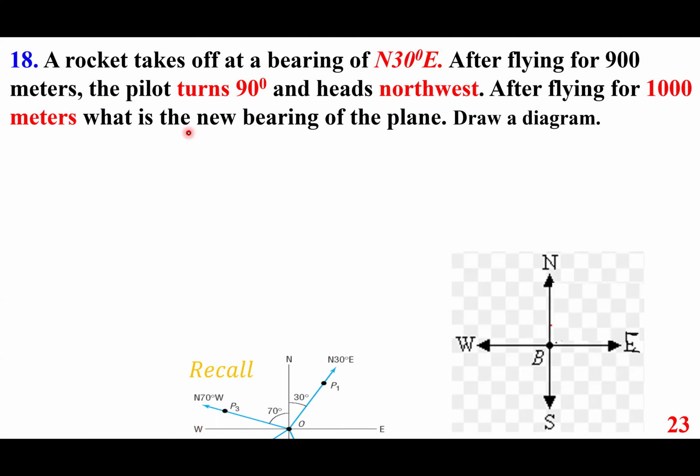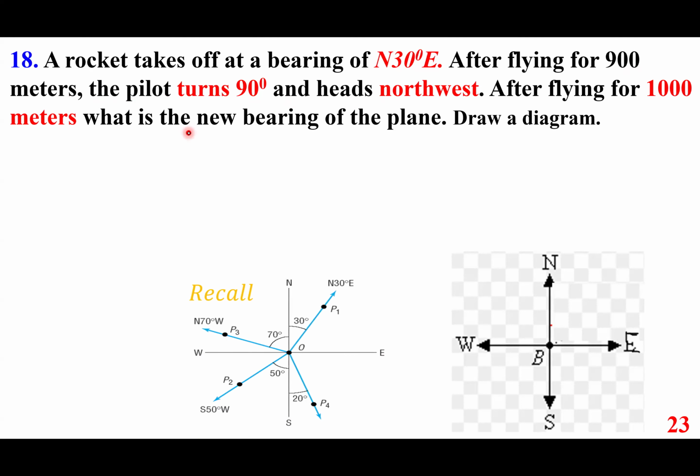Draw a diagram. Reminding everyone that one way to look at the bearing, you just look at either north or south, and then you mention east or west, and the angle in between. So for example, this one is north 30 degrees east. This one would be north 70 degrees west. This one would be south 50 degrees west.